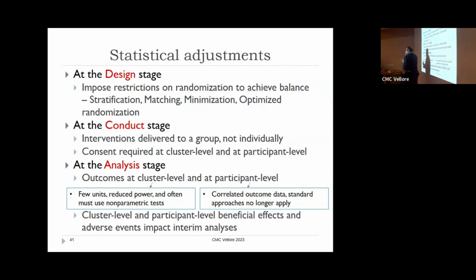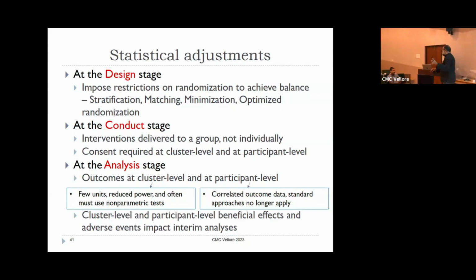And I can analyze those few, like 15 villages I had in that study. Well, I only have 15. So I cannot do modeling statistically. I cannot do anything but a robust non-parametric permutation test, for example. So we end up with much reduced power.